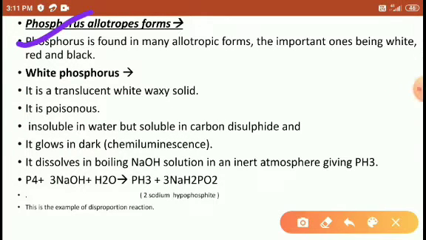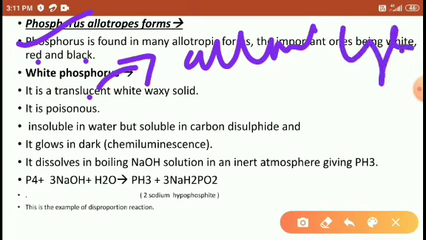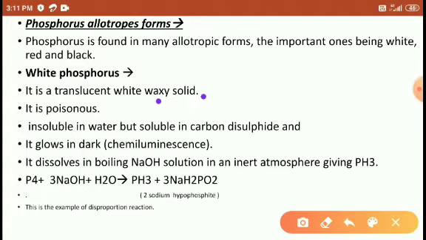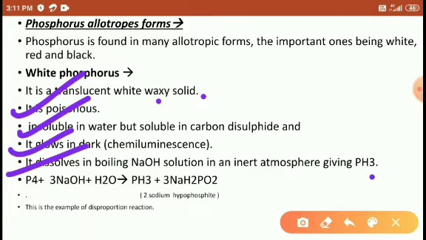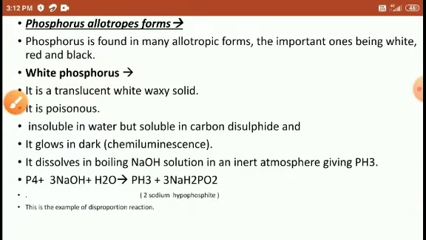Phosphorus is available in 3 different forms: white, red and black phosphorus. These are the 3 allotropes of phosphorus. White phosphorus is translucent, which means it allows light, and waxy solid. It is poisonous in nature and insoluble in water. It dissolves in NaOH to give PH3. Here is one example: P4 reacts with NaOH and water to form phosphine and sodium hypophosphite.